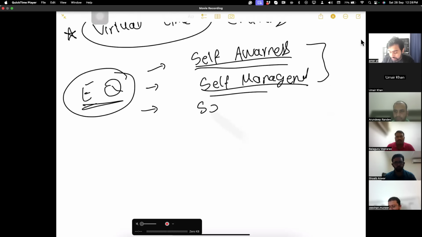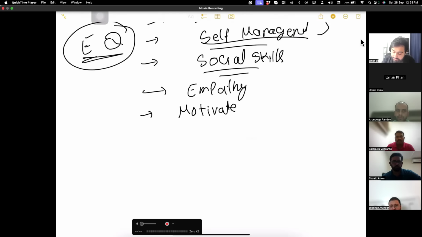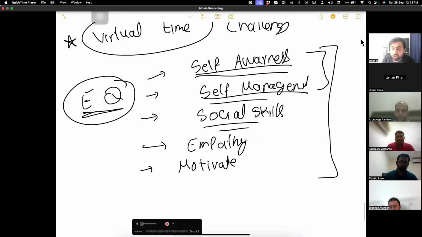Then I go through outside social skills, how I interact with others. Then empathy, understanding how other people feel, what they are feeling. And finally, what motivates others. These five elements combined are called emotional intelligence: understanding yourself and managing yourself, and understanding the emotions of others and influencing them.